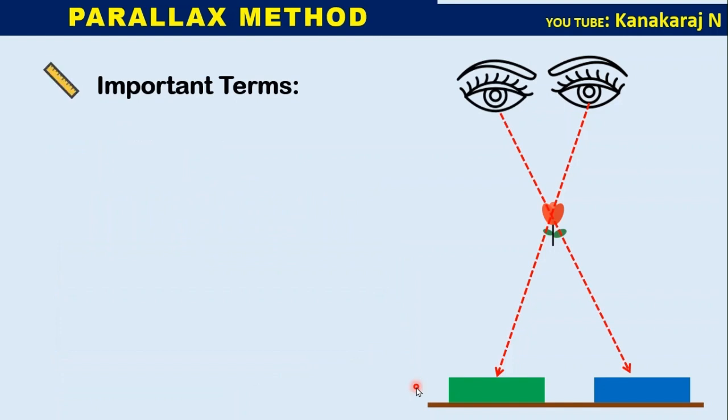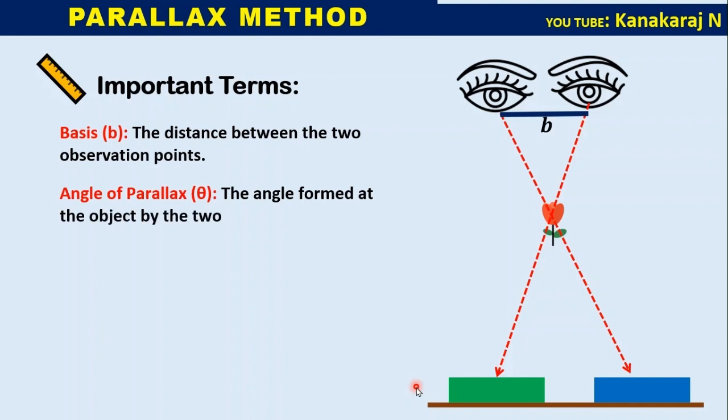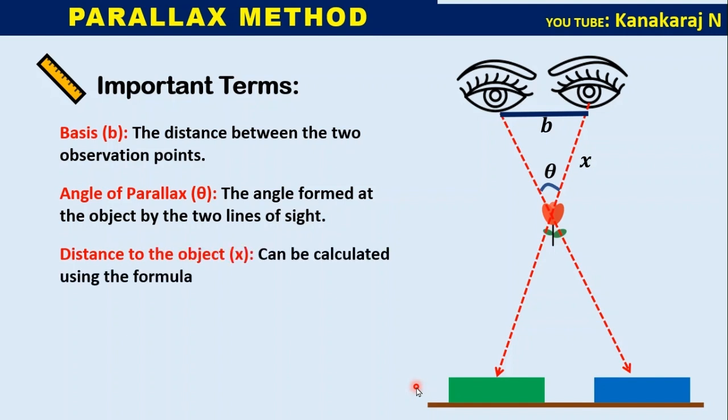Important terms. Basis B: the distance between the two observation points. Angle of parallax theta: the angle formed at the object by the two lines of sight is angle of parallax theta. Distance to the object x can be calculated using the formula theta equals b upon x. So x equals b upon theta.